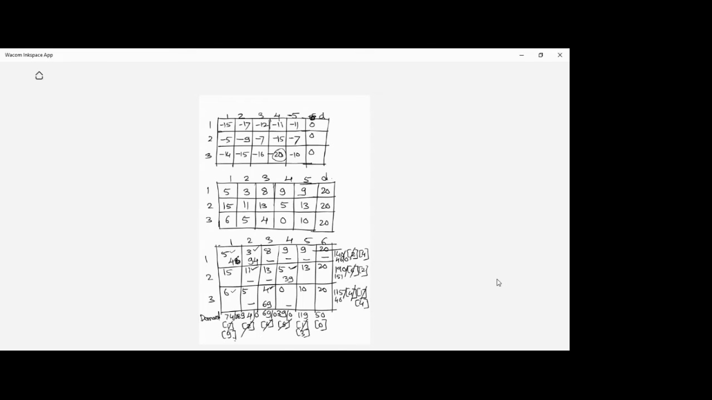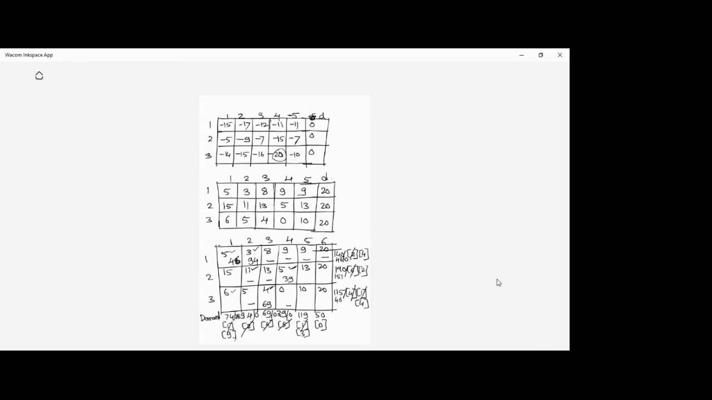For row number 2, the penalty can be done as 15 minus 13. The penalty is 2, and it will be carried forward. For row number 3, it will be 10 minus 6, that is equal to 4.